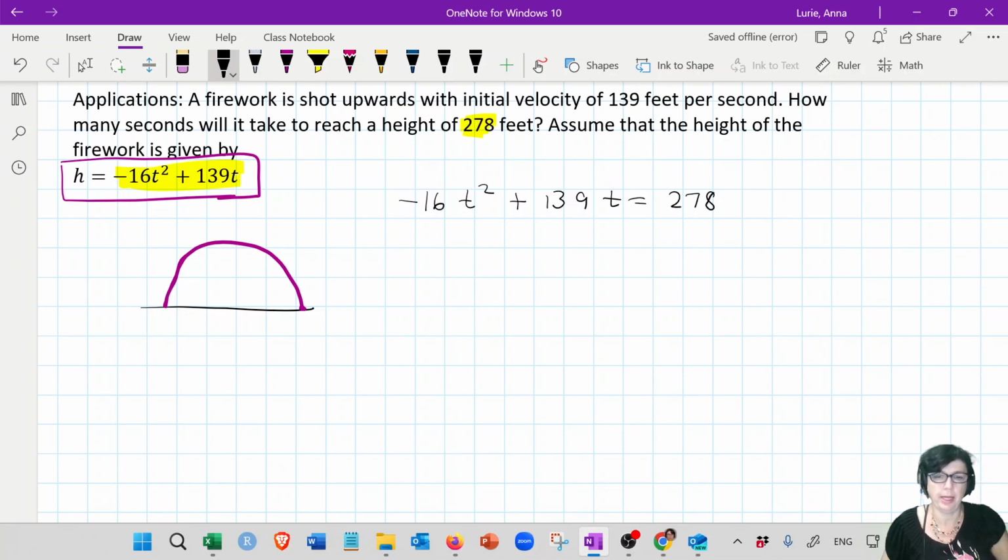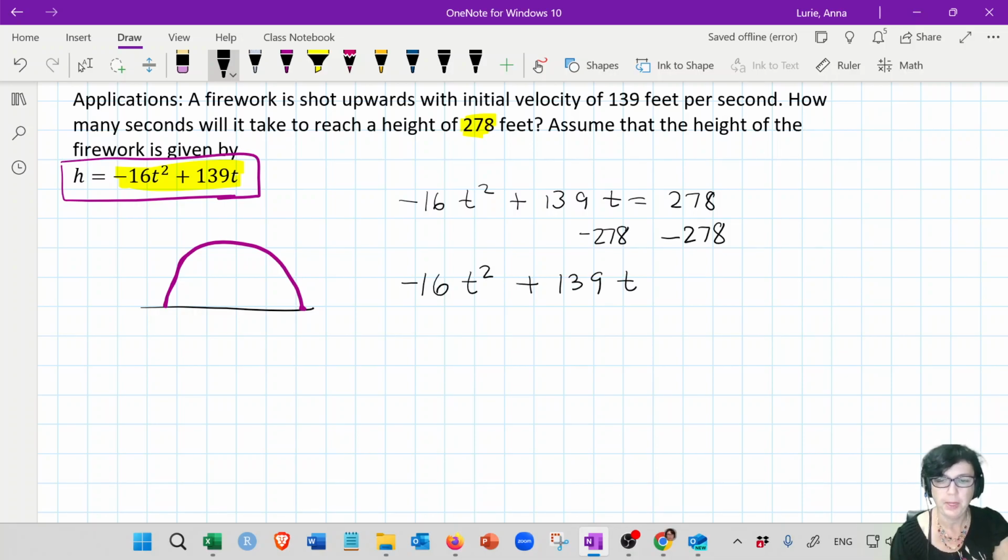The reason I say it's not going to be in standard form is because on the right hand side you're supposed to get 0, but you don't have it. You have this 278. So you need to subtract 278 from both sides of this equation to make it into standard form. So I will get negative 16t squared plus 139t minus 278 equals 0. That's a crucial step that you need to remember because this kind of question will be everywhere. It will be on tests, quizzes, and so on. So please remember how to do it.